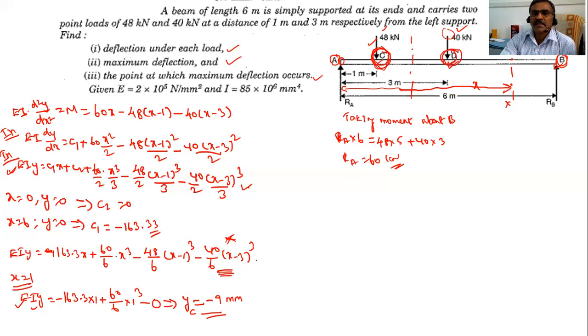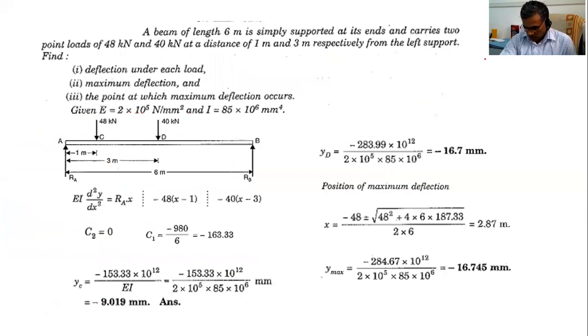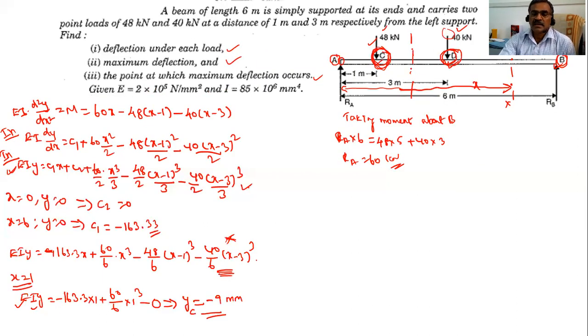Similarly, if you want to find deflection at point D, then you can take the axis either here or here. Both are applicable to find deflection at point D, because if you take the axis here, that is applicable from C to D. If you take the axis here, it is applicable from D to B. So both equations will be applicable.